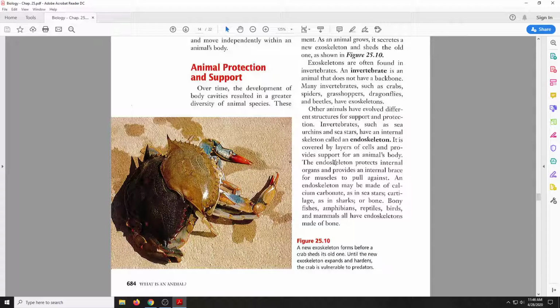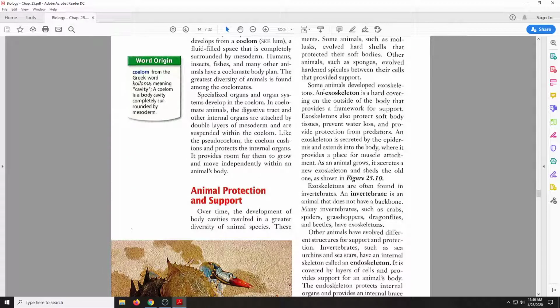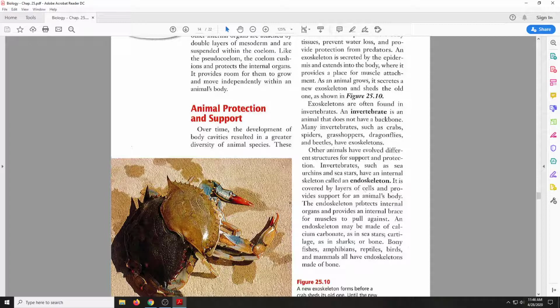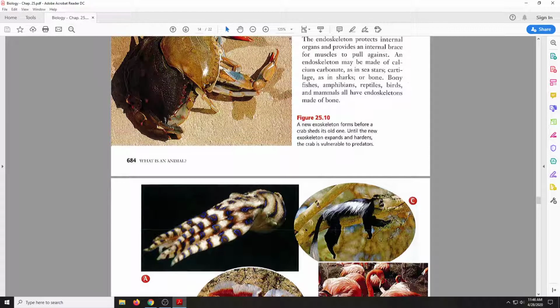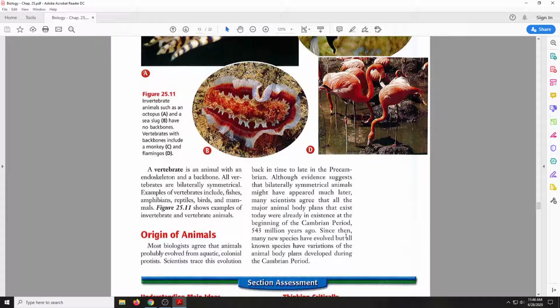Okay? But if the skeleton's on the inside, it's an endoskeleton. If it's on the outside, it's an exoskeleton. If you have a backbone, you are a vertebrate. If you do not have a backbone, you are an invertebrate.